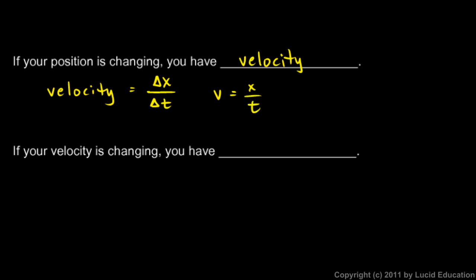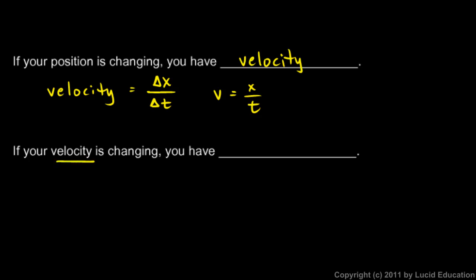Or the equation we've used the most is the average speed is distance over time. These are all the same thing conceptually. Velocity or speed is distance divided by the time, and velocity, of course, would indicate the direction as well. So if your position is changing, you have velocity. That's what it means to be moving. Your position is changing and you have velocity.